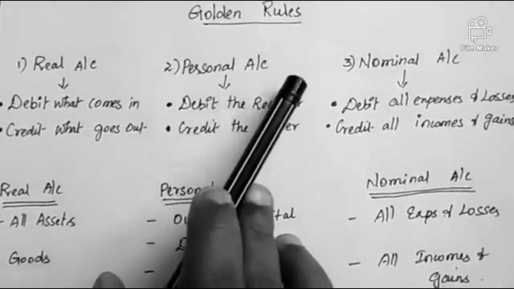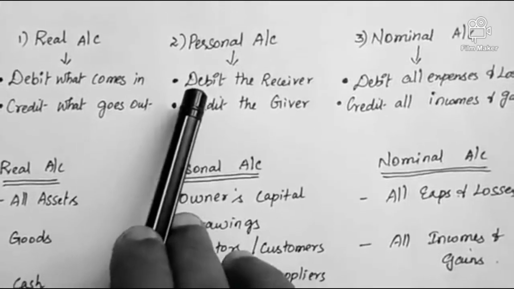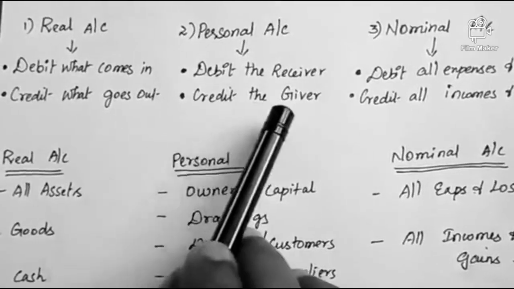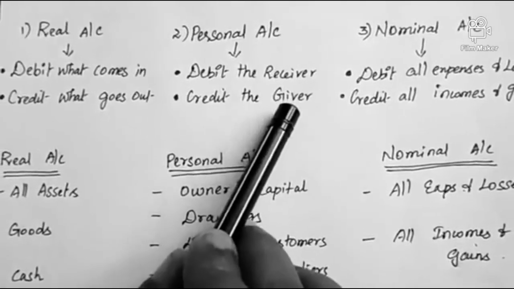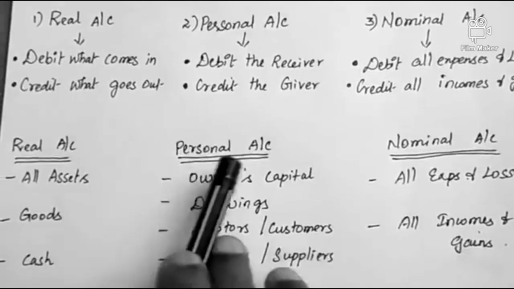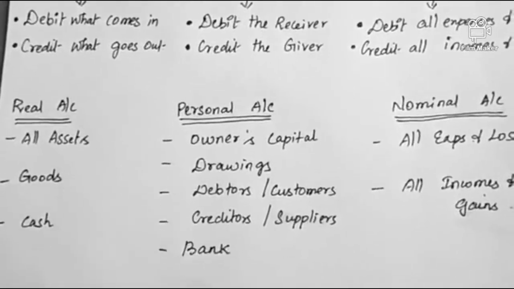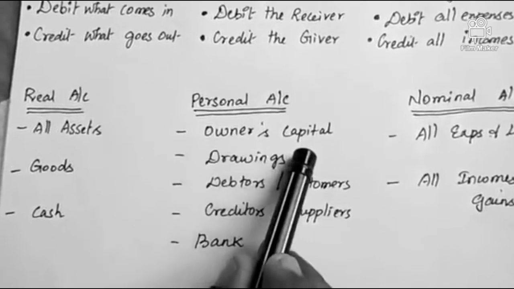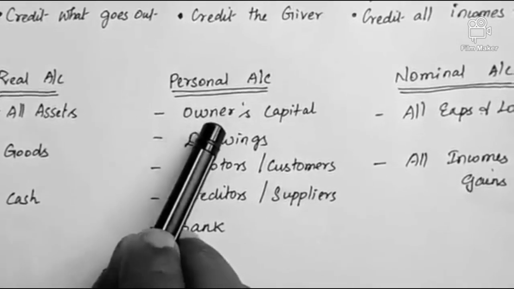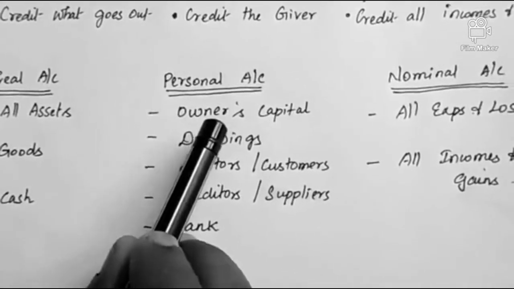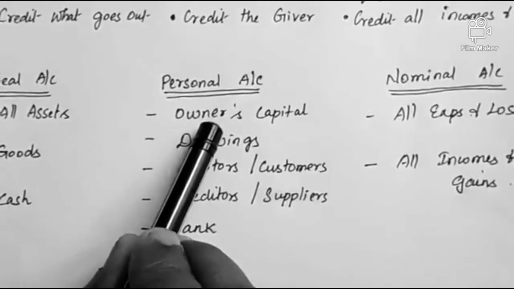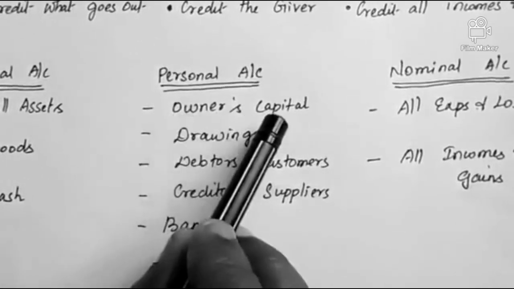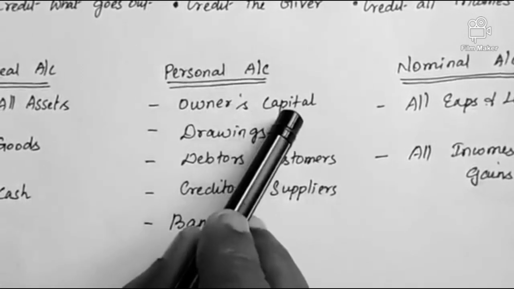The second one is personal account. The personal account rule is debit the receiver, credit the giver. Here the person is involved in the transaction. I have given some examples for personal account. Owner's capital, that is the proprietor. At the time of starting a business, the proprietor needs to invest some amount as capital, no? So owner's capital is also a personal account. He is a person, no?